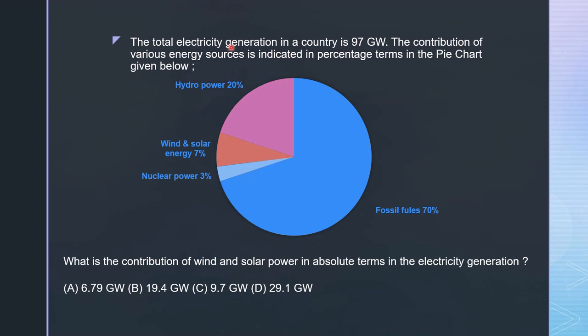The total electricity generation in a country is 97 gigawatt, and from wind and solar energy 7% has been generated. So how do we calculate the percentage? 97 into 7%, then we have to get the answer. Okay, so how do we solve this question? See you in the next slide.